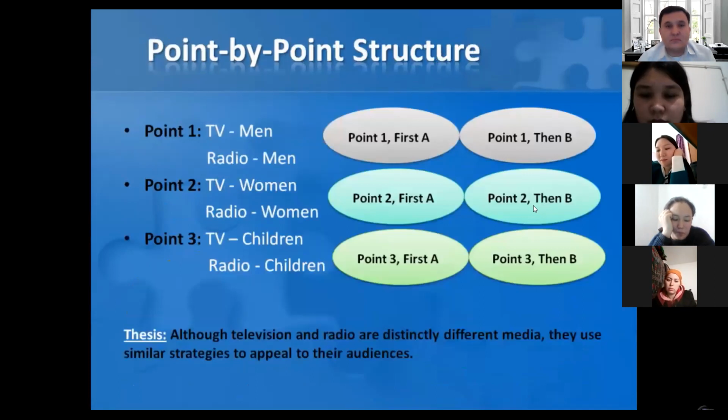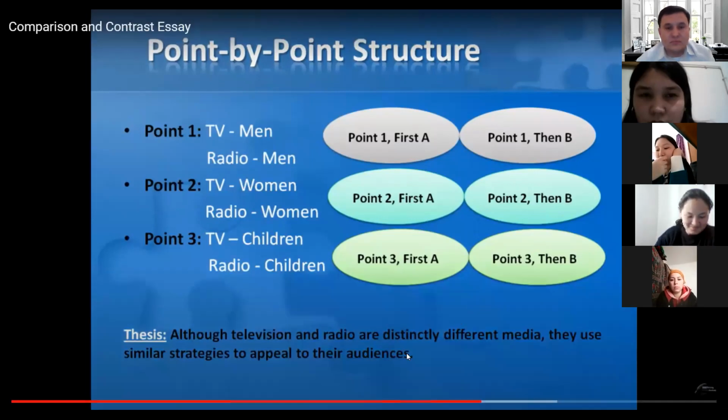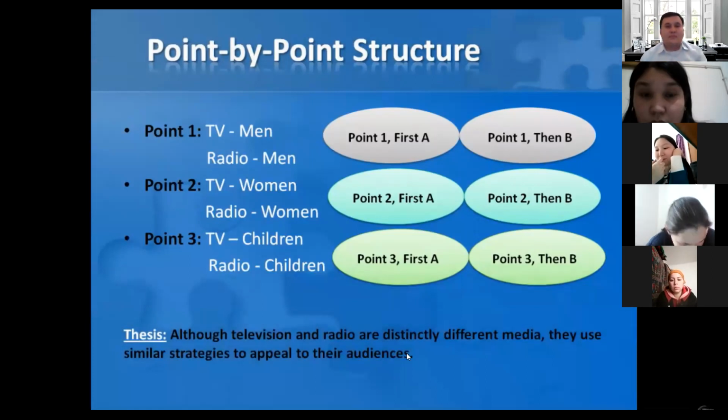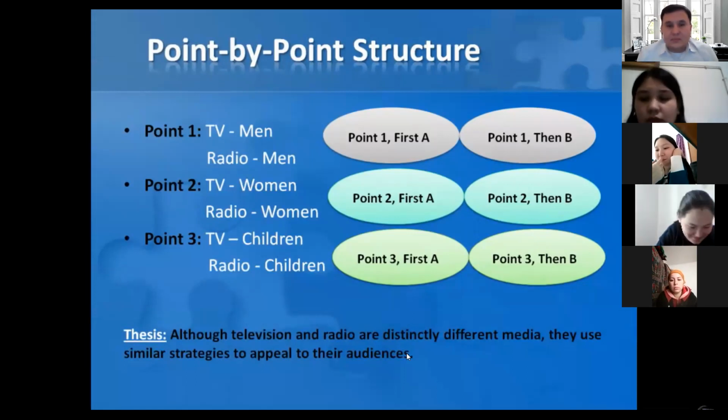Here's another organizational structure where you organize by points. Depending on your topic, this might be the organizational structure to use. In this one, you are able to talk about A and then B, A and then B, A and then B. So point one, let's again say that both television and radio use sexy female voices in advertising targeted towards men.